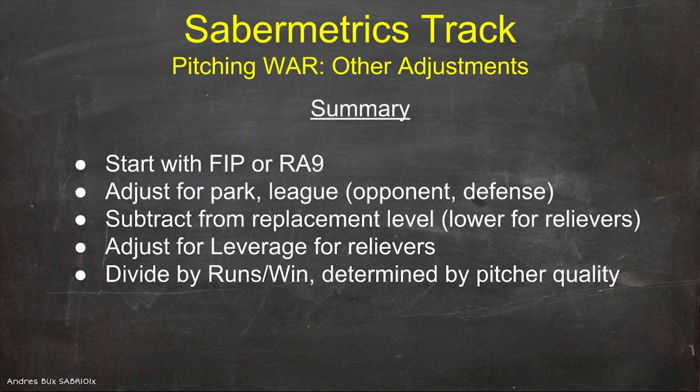You do the final conversion of measuring runs either with the FIP model or with the runs allowed per nine model. You take your runs, you divide by runs per win, and you get wins. You get the wins above replacement. Now this, again, is determined by pitcher quality. The runs per win conversion is more complex in pitching than it is for the positional players.